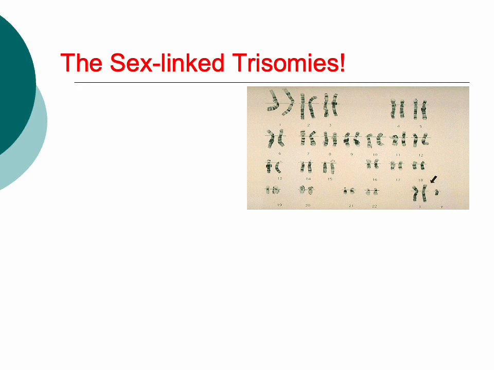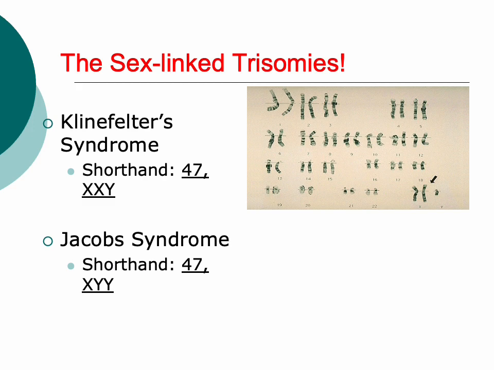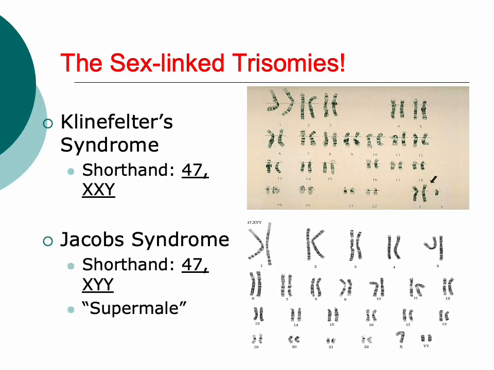Next is the sex-linked trisomies. A very good example of a sex-linked trisomy is Klinefelter syndrome. Klinefelter syndrome is written as 47XXY. Therefore, this is a male having an extra X chromosome. Another example is Jacob syndrome. Jacob syndrome is written as 47XYY. Therefore, you have an extra Y chromosome. And Jacob syndrome is also known as the supermale syndrome.